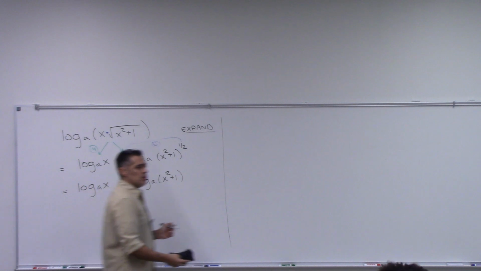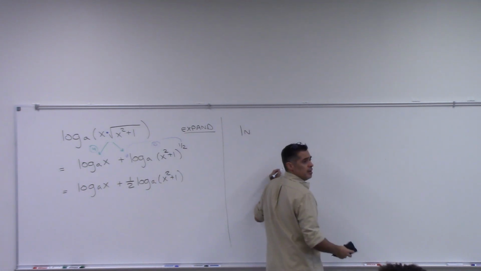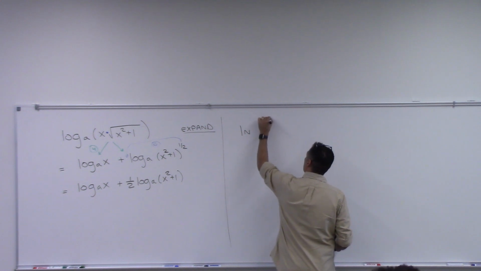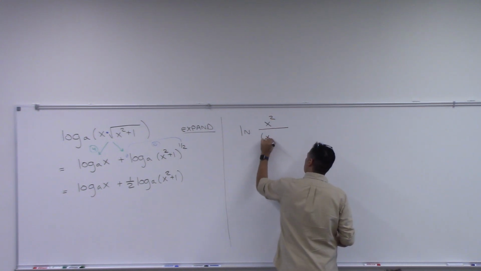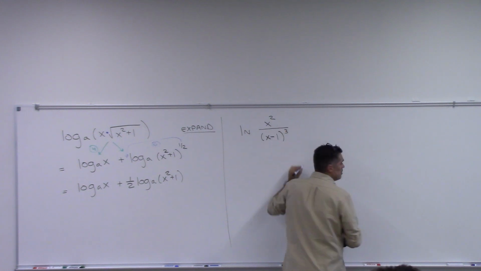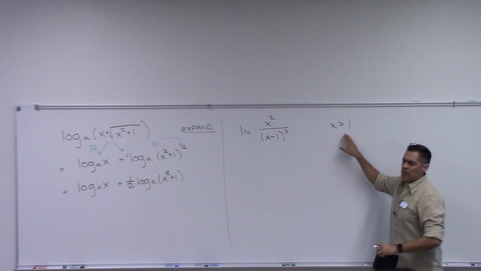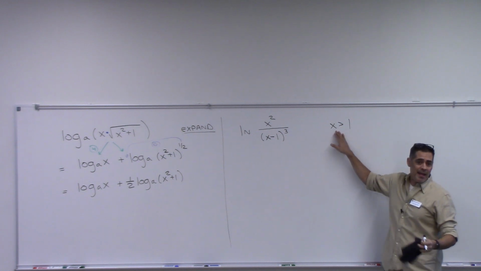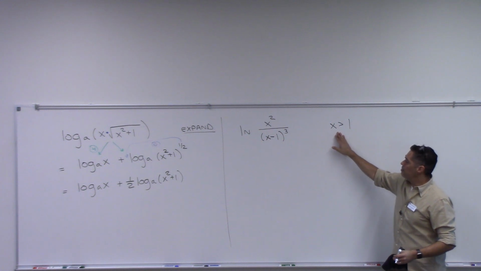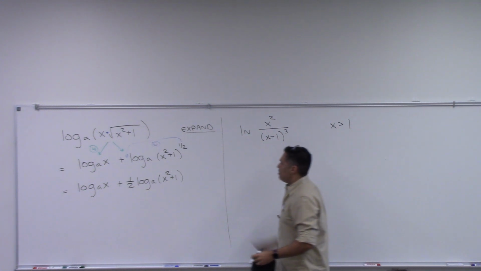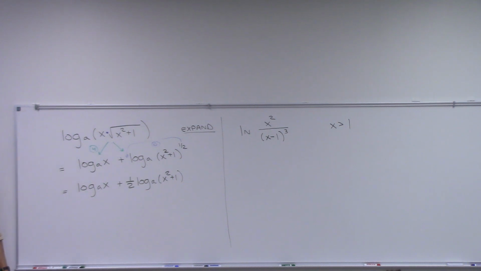So we have natural log. This is the way they write it, natural log, and then they just put x squared over x minus 1 cubed. And they also tell you that x is greater than 1. They're only telling you this so that you know they're giving you the domain. In other words, you're not having to work to figure out what the domain is. So there it is, and we want to expand it. We want to rip this apart into multiple logs if we can.